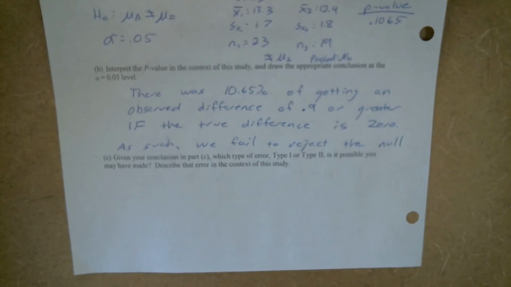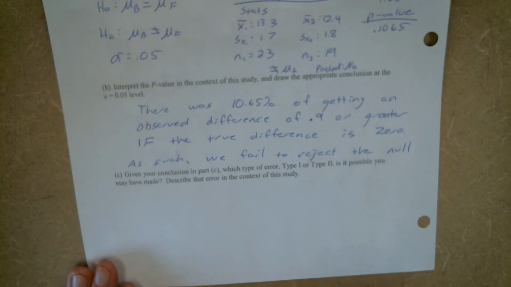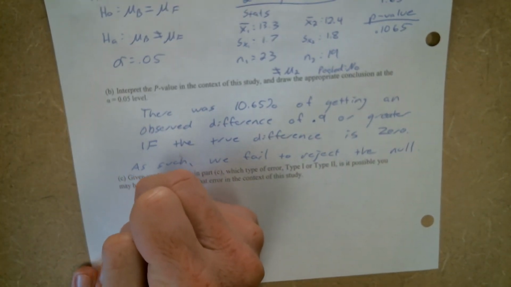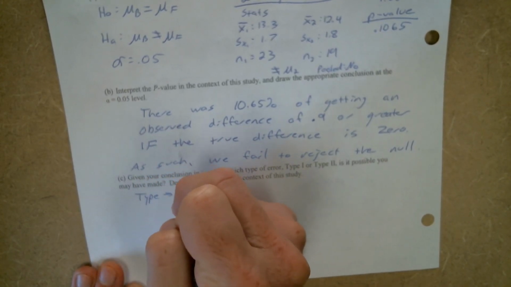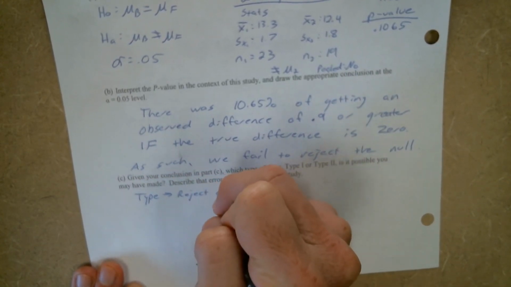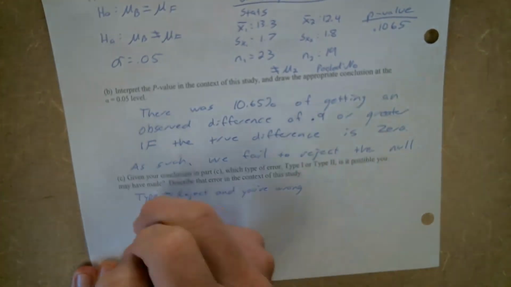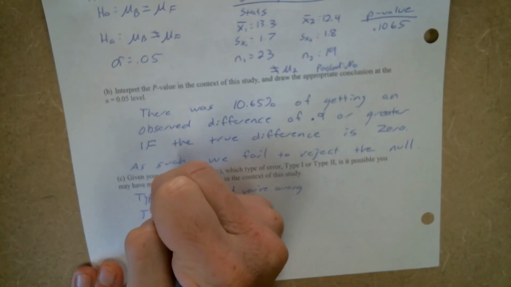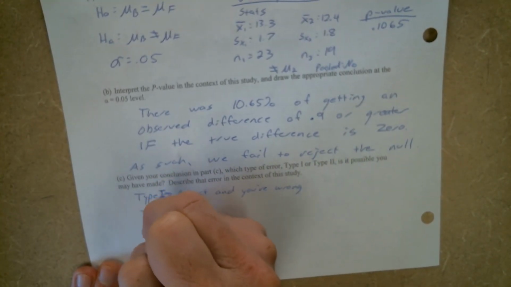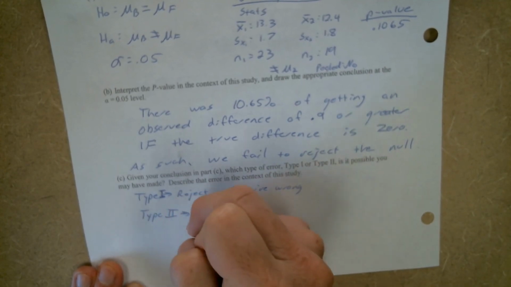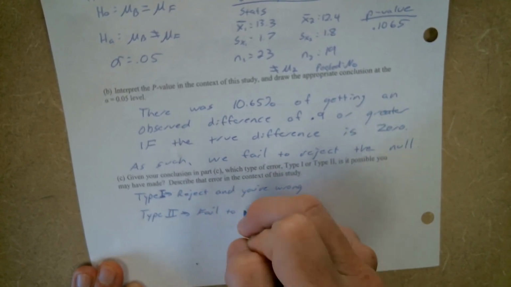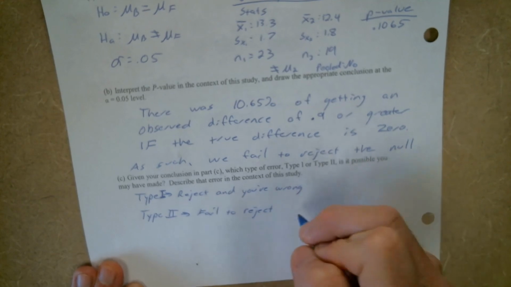And then last but not least, C says, given your conclusion in part C, what type of error have you possibly made? Describe the error in the context of this study. So remember, a type 1 is when you reject and you're wrong. A type 2, type 1, I didn't actually write my 1 there. A type 2 is when you fail to reject and you're wrong.